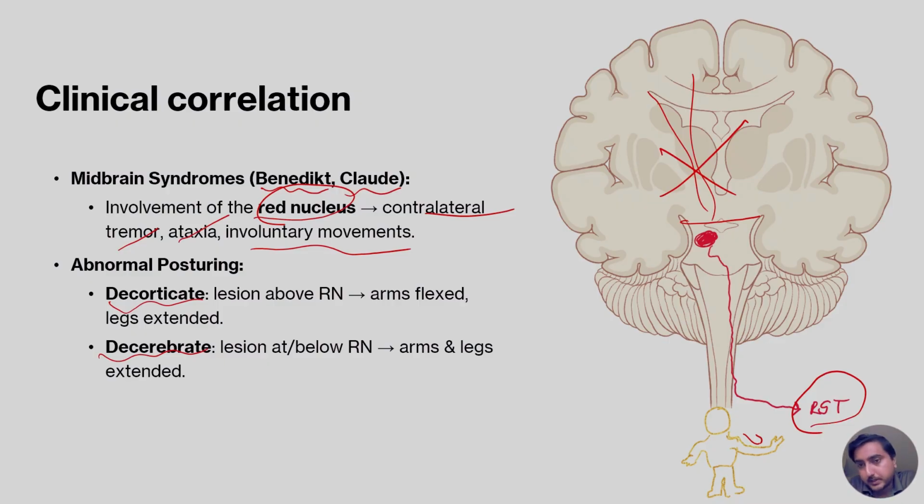But in decerebrate posturing, the lesion is below the level of the red nucleus, so these fibers are cut. Now what we have is the body has a natural tendency to extend all its extremities. So the lower limbs will be extended as well as the upper extremities, because we have lost the little bit of flexor tone that we were getting from the red nucleus by the rubrospinal tract. So this is important to understand.